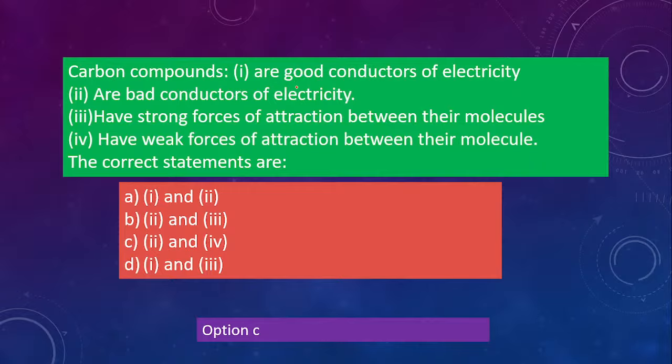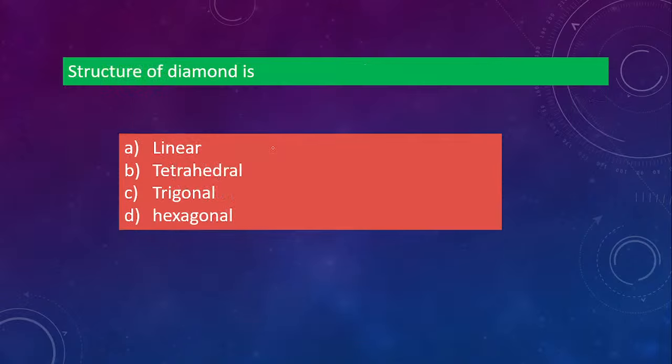They are bad conductors of electricity. They are not good conductors. Covalent compounds are never good conductors of electricity. And option 4 is correct. They have weak forces of attraction. They do not have strong force of attraction. They have weak because they are covalent compounds. So that's why option C is the correct answer.